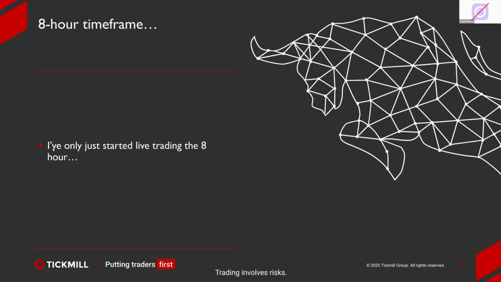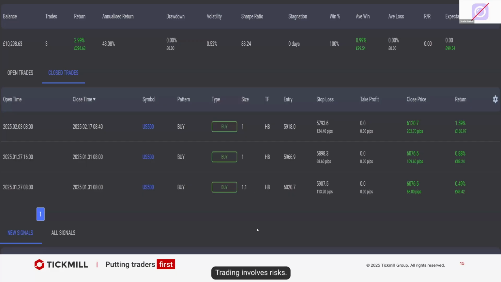Now, I've only just started trading this live on the 8-hour chart. So if I come to the real live results, bless it, it has literally only had 3 trades so far. The first trade was taken on the 27th of January, and it's had one here in February as well. I was taking these screenshots earlier this week, so it's only done 3 trades so far, but that's where it's at.